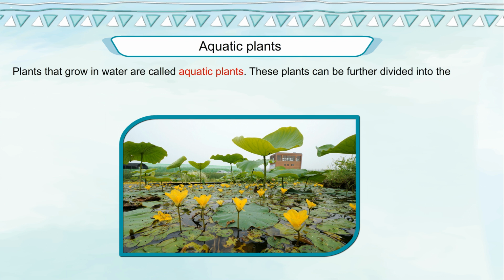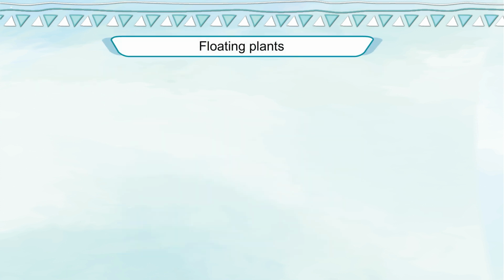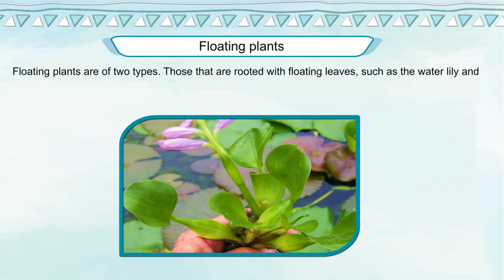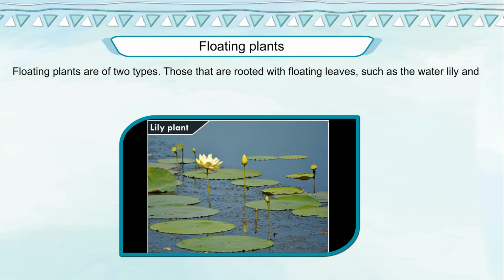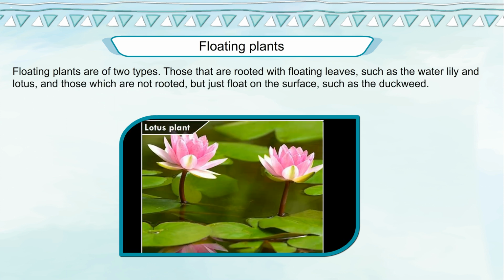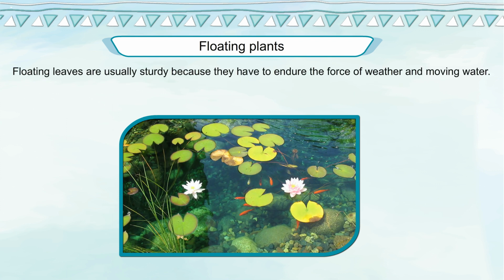Aquatic plants. Plants that grow in water are called aquatic plants. These plants can be further divided into the following categories. Floating plants. Floating plants are of two types, those that are rooted with floating leaves, such as the water lily and lotus, and those which are not rooted but just float on the surface, such as the duckweed.